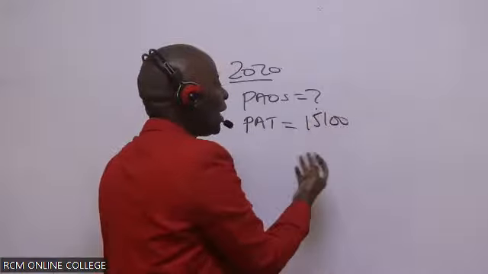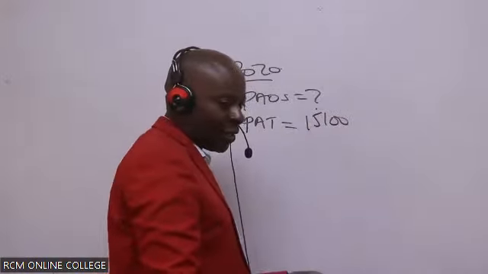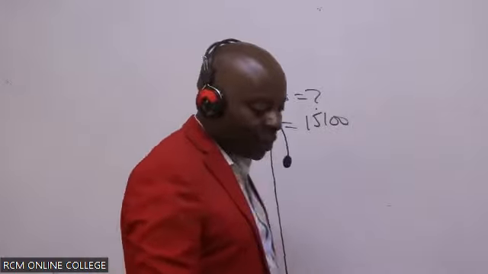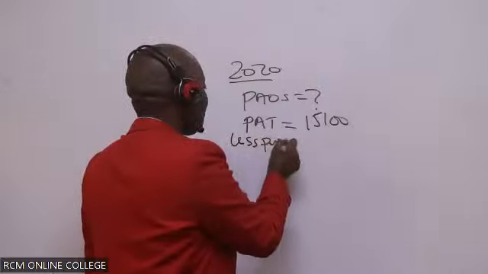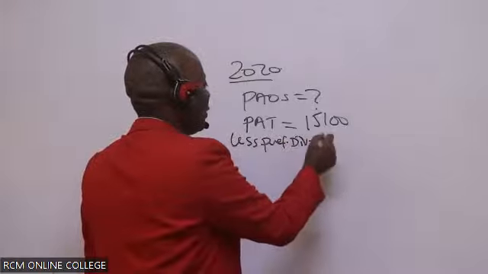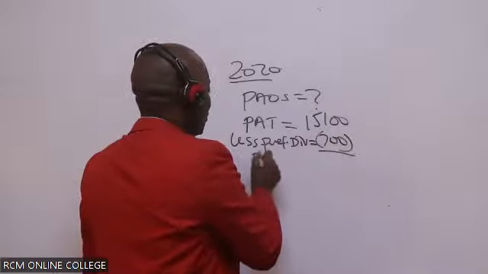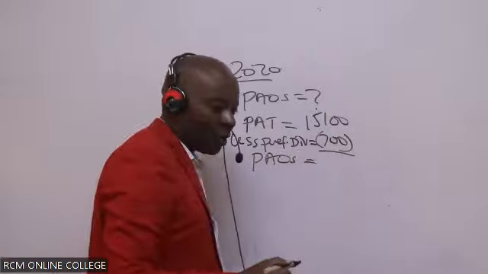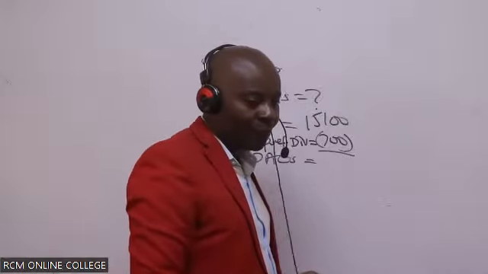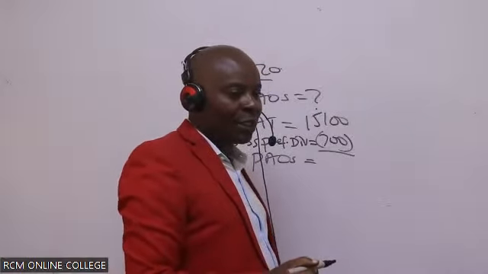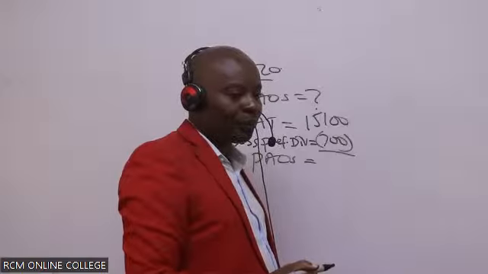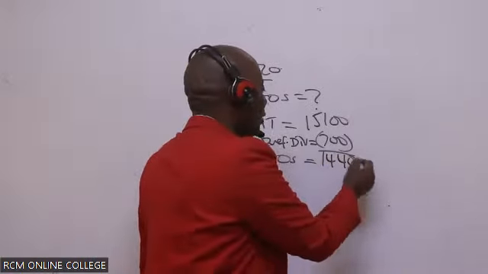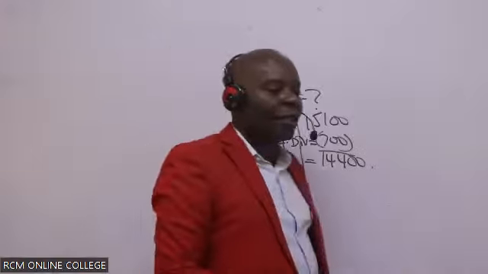Remember, even last year, we still had the preference shares. The preference share capital is an old thing. So come on the less preference dividends, which in this case you gave me 700, for you to be able to get our PAOs. So PAOs equals 15,100 minus 700, which will give us what figure? $14,400.